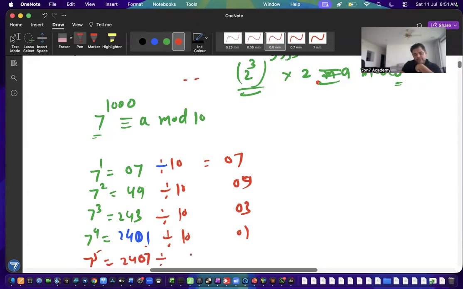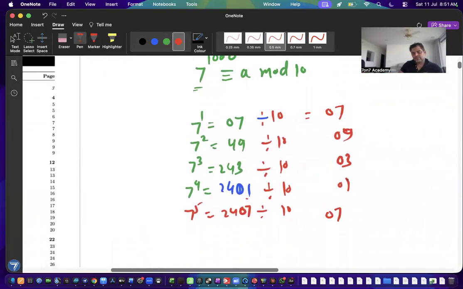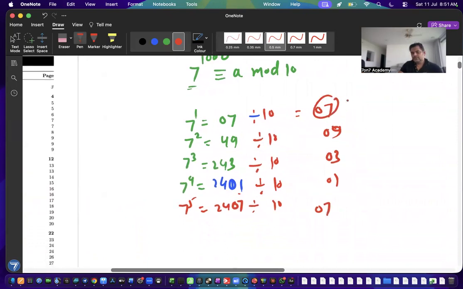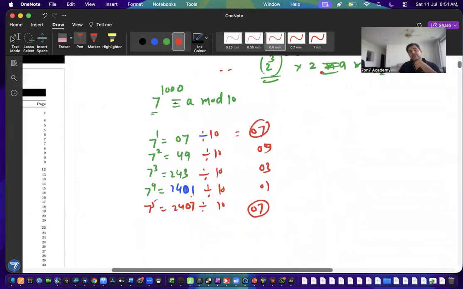If you divide it by 10, and you need the unit place number, that is also again 7. So it starts repeating what it was here. So that is again coming here. So if you want to do 7 raised to 10,000 and get the remainder, what needs to be done?